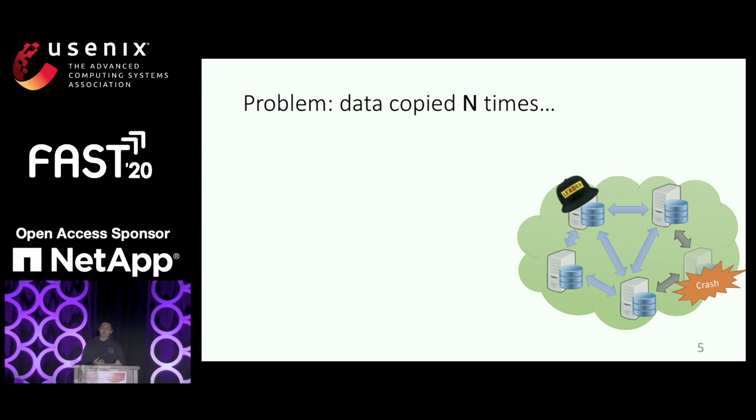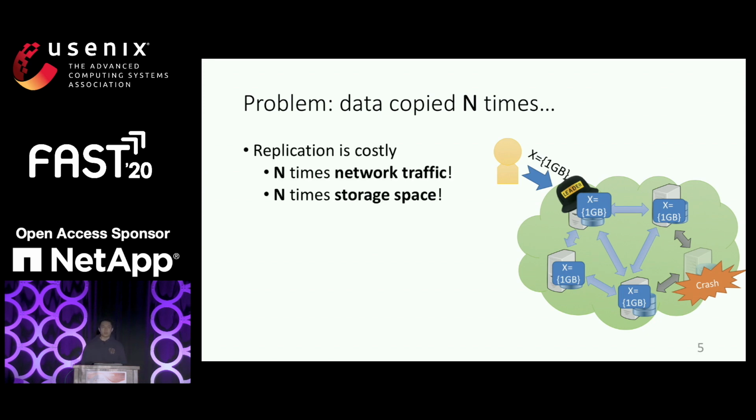This crash resilience comes at a huge cost. Each server will store a copy of the data, so we need n times the storage space. For example, if the user sends us data that's 1 gigabyte, we have to send this copy to every healthy server we know of. So we need to store 4 or 5 gigabytes of data. We spend n times the network traffic, and we also spend n times the storage space. This is very wasteful. Naturally, we wonder, can we do better?